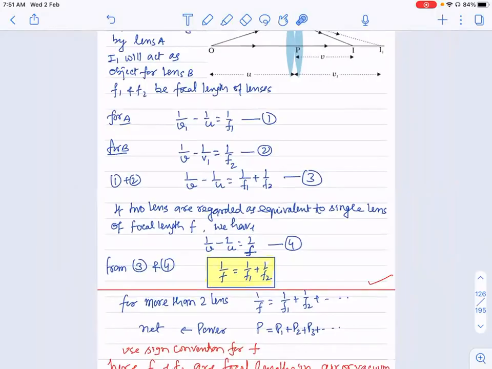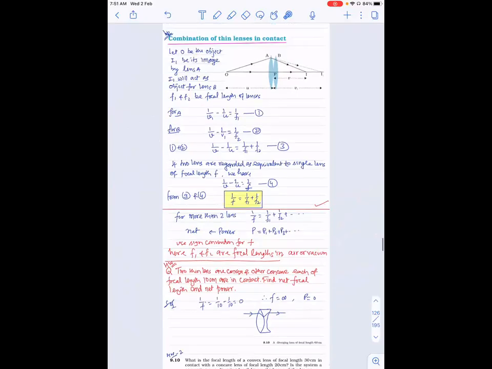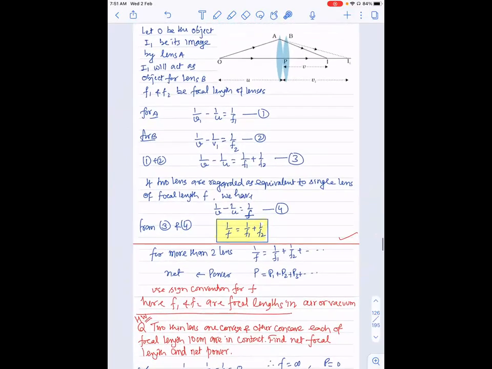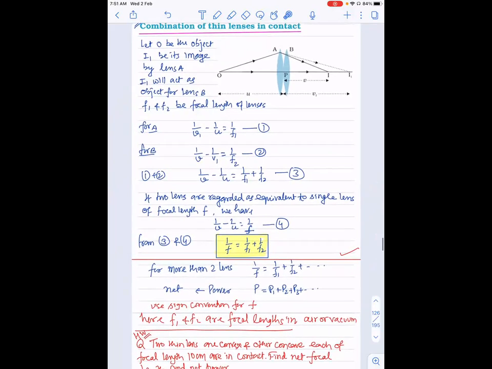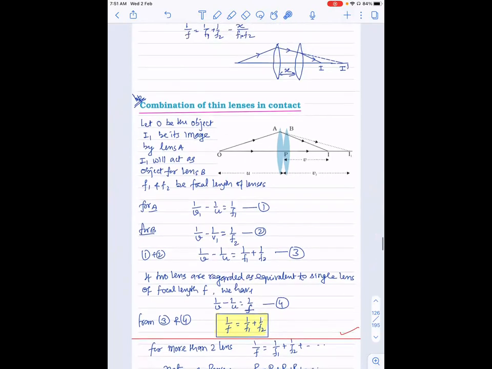Use the sign convention for focal length. अगर concave है तो आपको focal length negative put करना पड़ेगा. Clear? Your derivation.